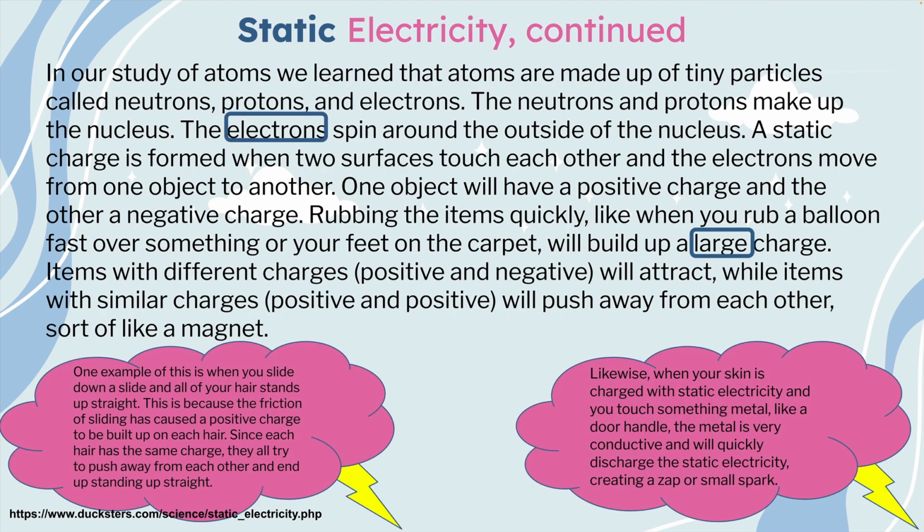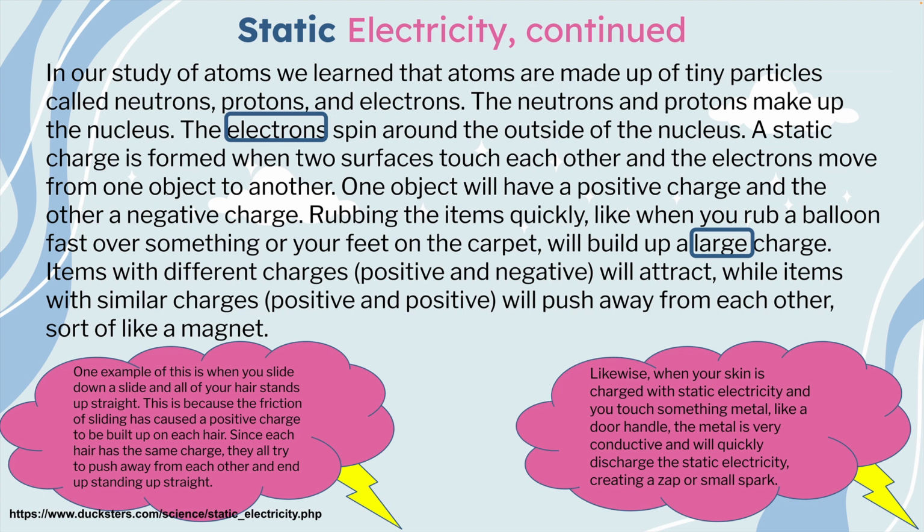In our study of atoms, we learned that atoms are made up of tiny particles called neutrons, protons, and electrons. The neutrons and protons make up the nucleus. The electrons spin around the outside of the nucleus. A static charge is formed when two surfaces touch each other and the electrons move from one object to another. One object will have a positive charge and the other a negative charge.